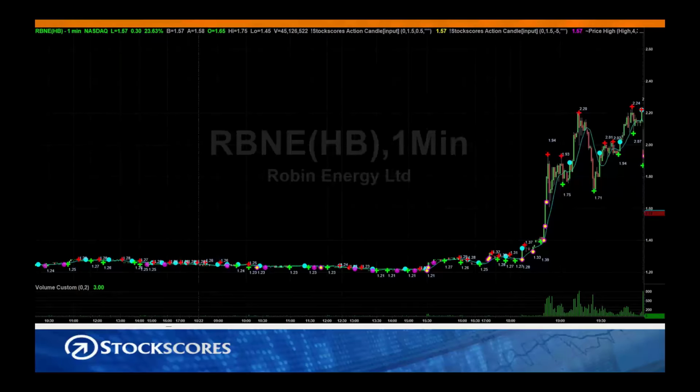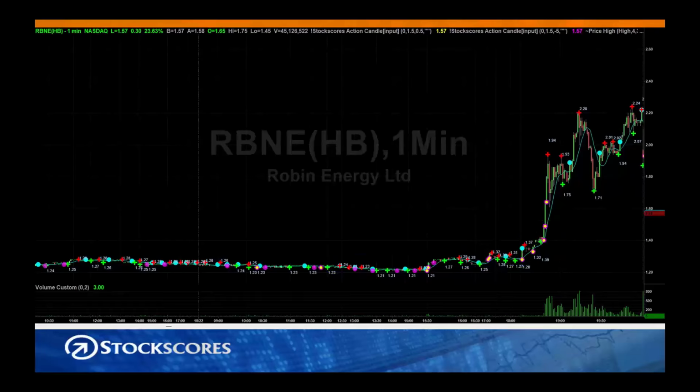Here is a good example of the kind of stocks we love to trade. This is a stock that perked up yesterday after hours. It started a little after 6 o'clock Eastern time. You can see nobody cared about the stock. It's pretty boring. And then it starts to make these action candles, these pink and yellow dots. We call those action candles. And you can see the volume starting to ramp up.